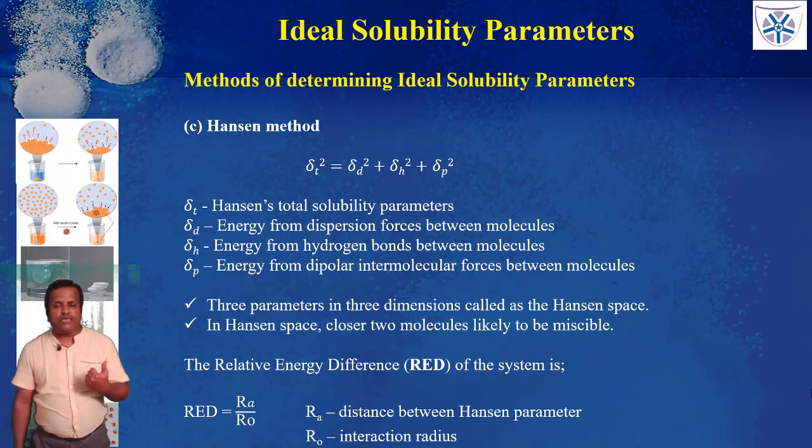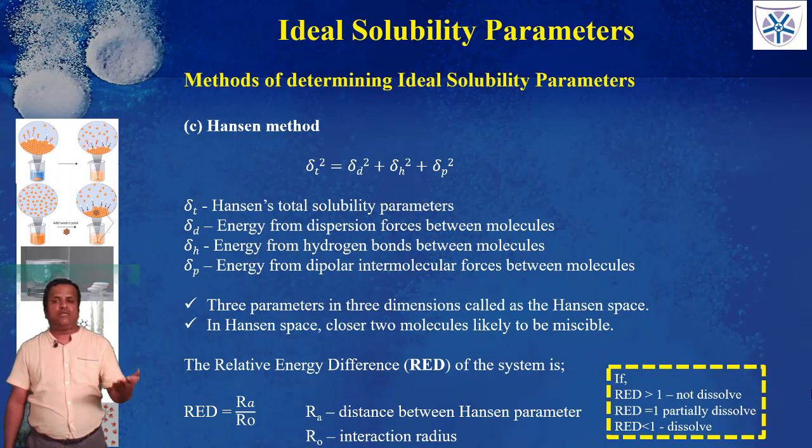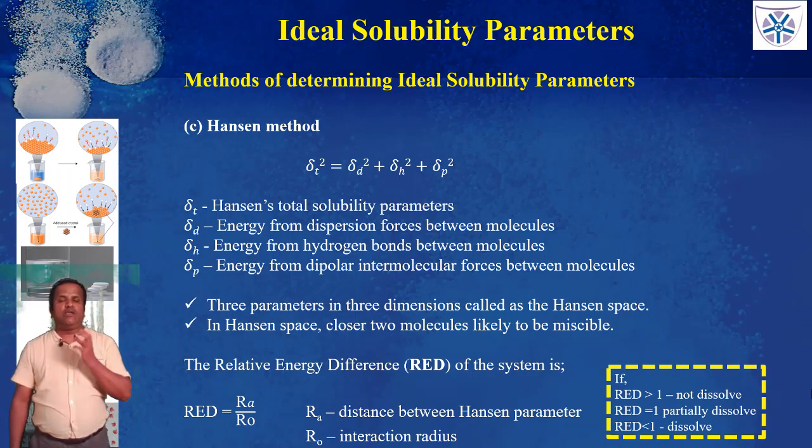Once we get RED greater than 1, the compound is not dissolved in the given solvent. If RED is equal to 1, then the given solute possibly partly dissolves in the solvent. The third one is if the RED value is less than 1, then the given solute molecule dissolves in the given solvent. So this is the use of the RED value, the relative energy difference, using this formula.